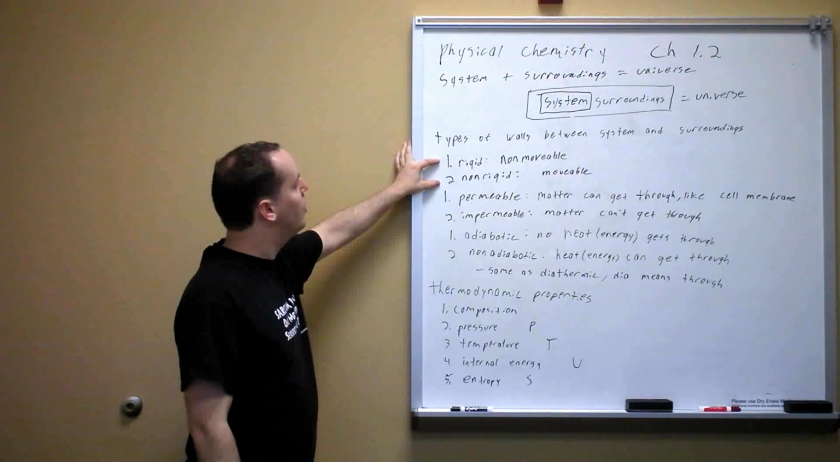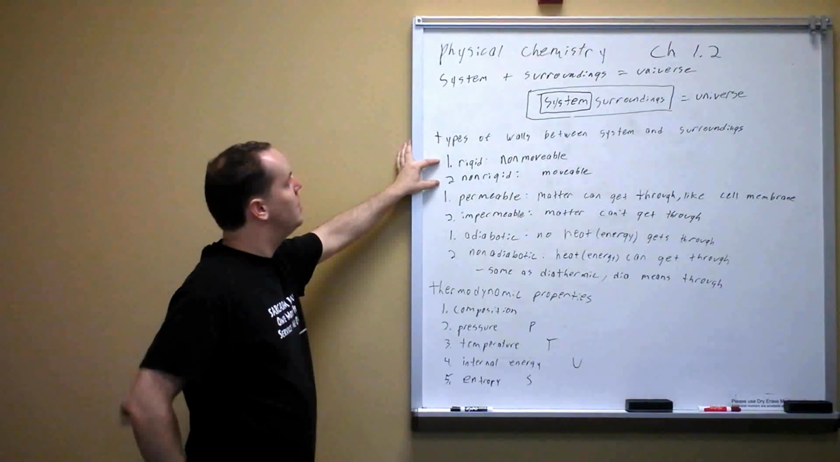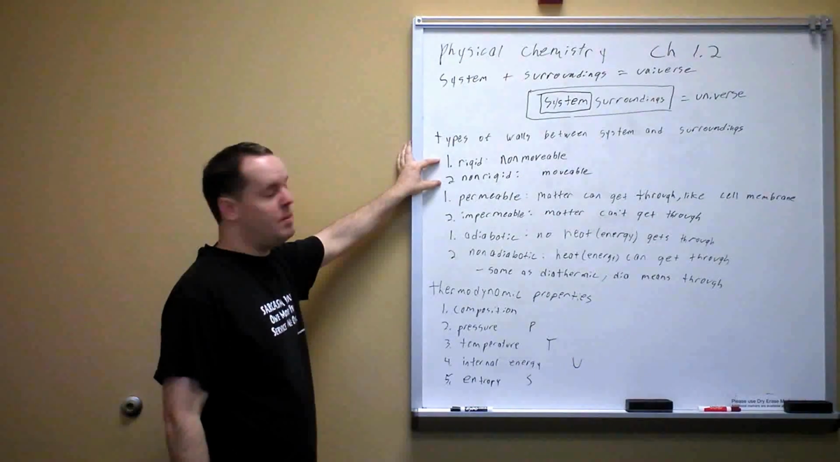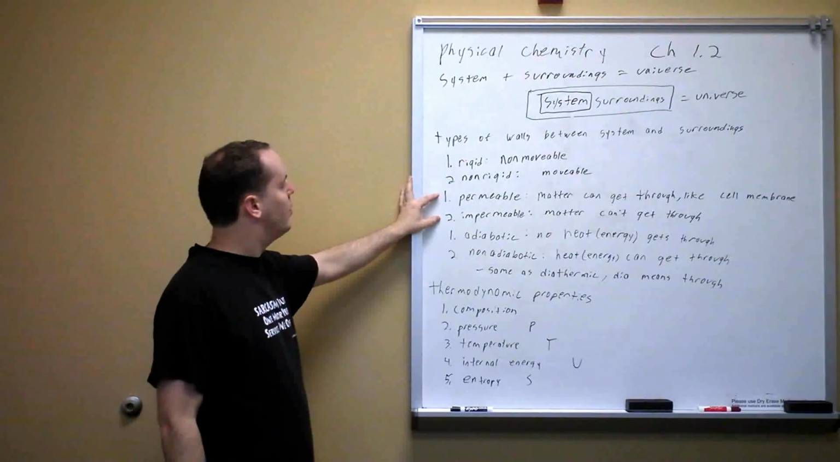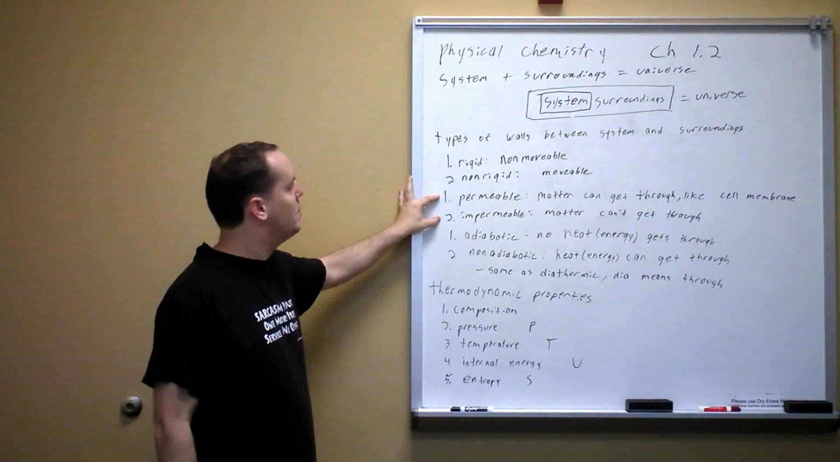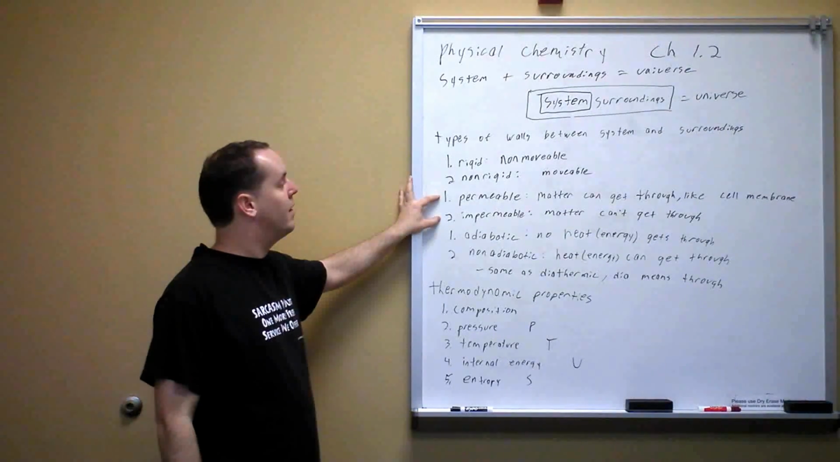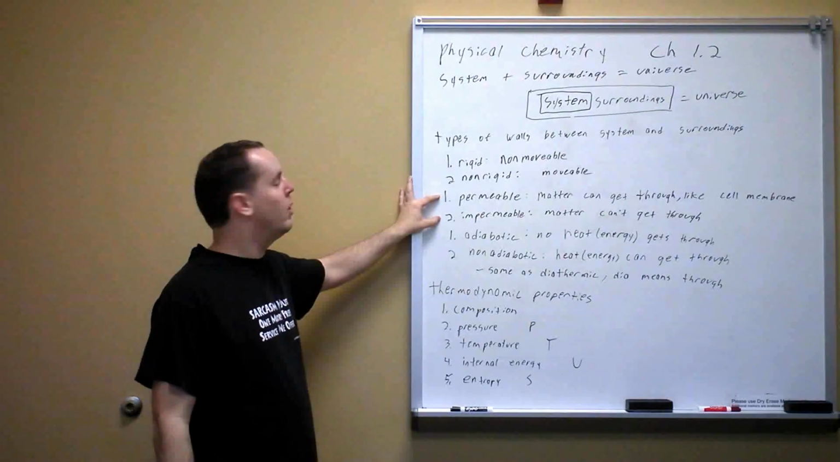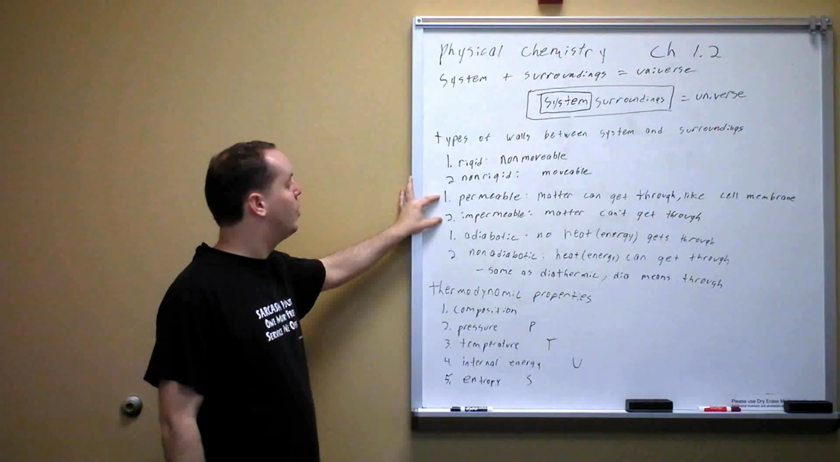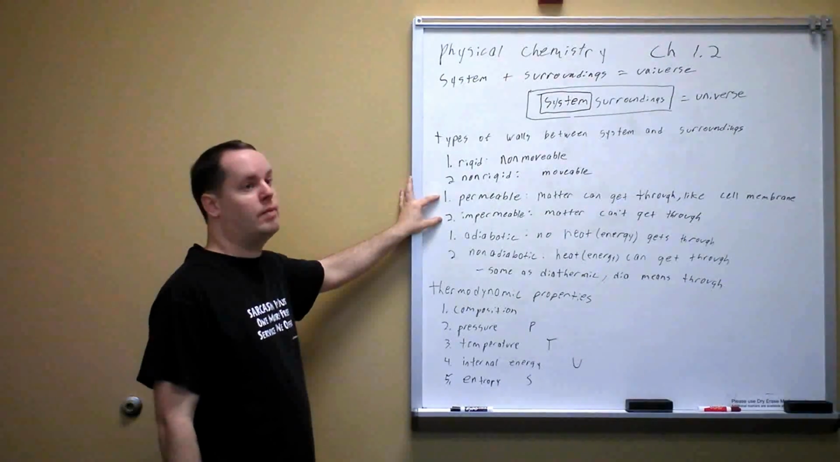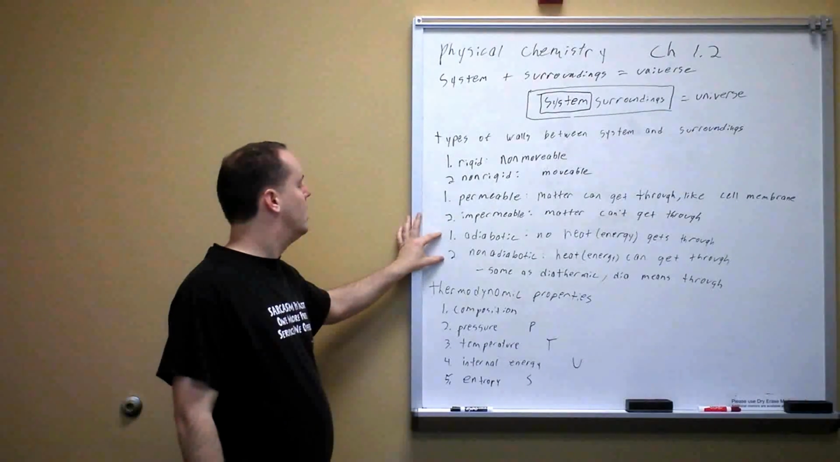One, it could be rigid or non-rigid. If it's rigid, that means it can't move. If it's non-rigid, that means it can move. Another way is permeable versus impermeable. If it's permeable, that means matter can get through, kind of like a cell membrane. If it's impermeable, that means matter can't get through, like a typical wall.